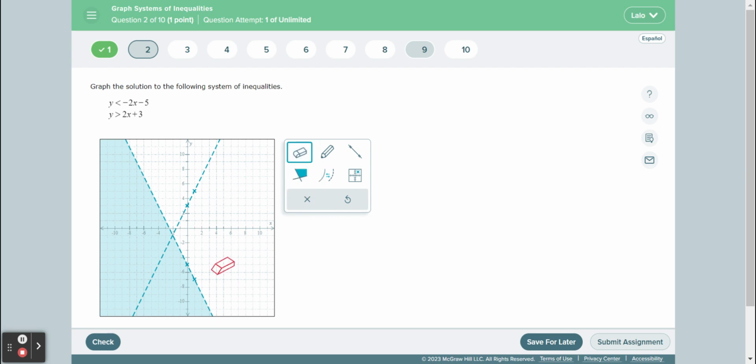And then I'm going to grab my eraser. This is the one I'm worried about. That second one says y is greater than. So y is greater than is here, up. So that's where that one is shaded. So I leave that one there and I get rid of this one. And I can check.